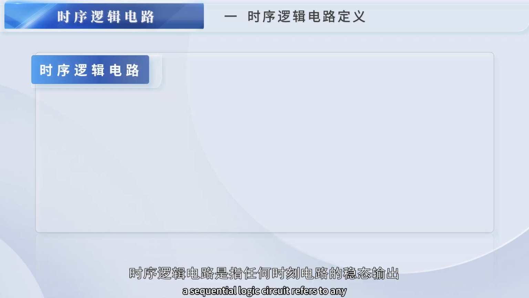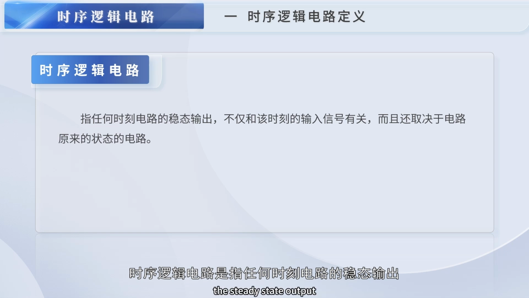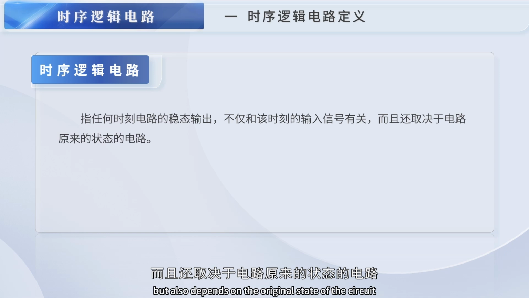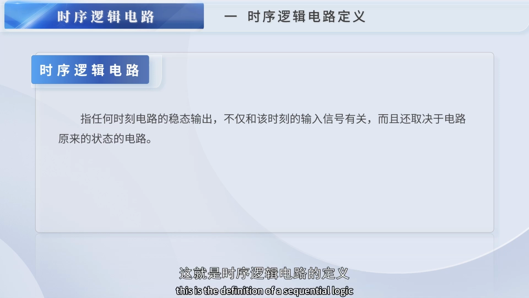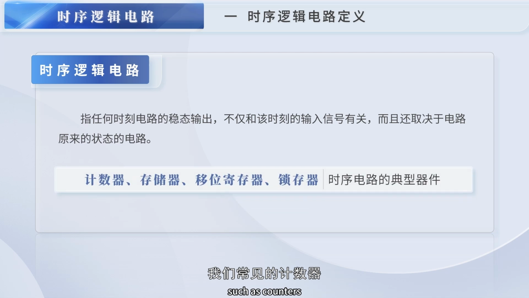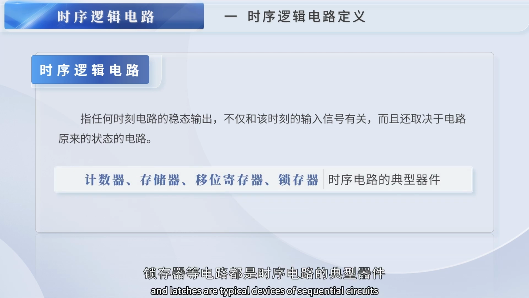A sequential logic circuit is any circuit whose steady-state output not only depends on the input signal at that moment, but also depends on the original state of the circuit. This is the definition of sequential logic. It is also the logic function that distinguishes it from other circuits. Counters, memories, shift registers, and latches are typical devices of sequential circuits.